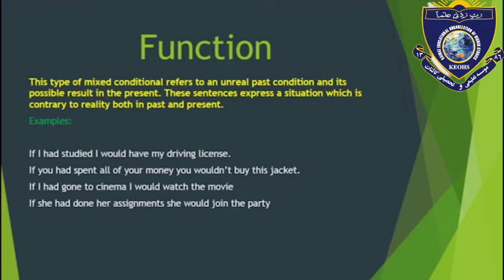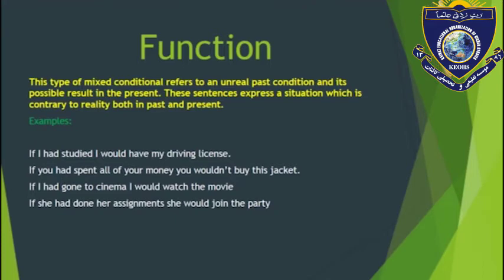If you had spent all of your money, you wouldn't buy this jacket. This is a completely imaginary situation which didn't happen. If I had gone to the cinema, I would watch the movie. But you didn't go to the cinema. You have never been to the cinema. Now, the condition or the situation is completely unrealistic.